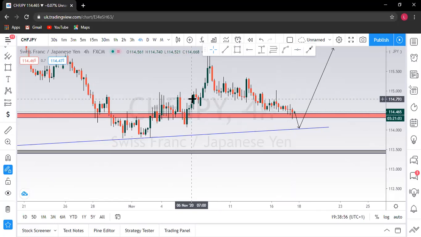Actually, for quite some time now, CHFJPY has been ranging, it has been consolidating.